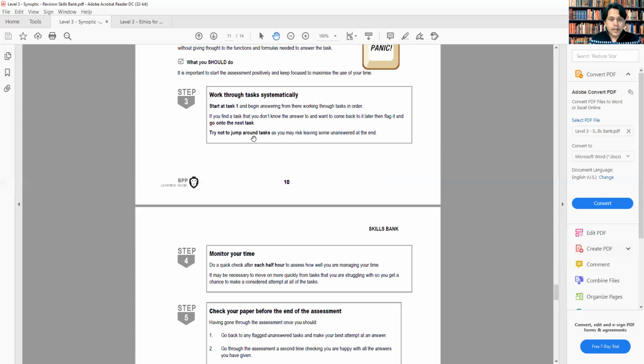Try not to jump around the tasks, as you may risk leaving some answers at the end. Obviously if you just jump from one to another, you might forget. So try to go systematically, so you don't miss any task.